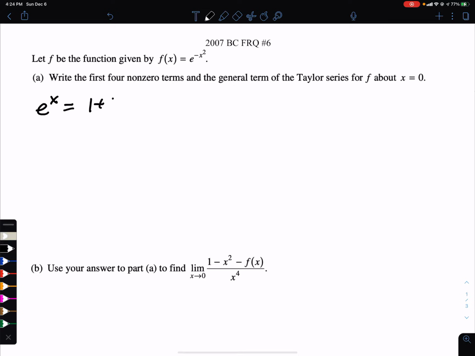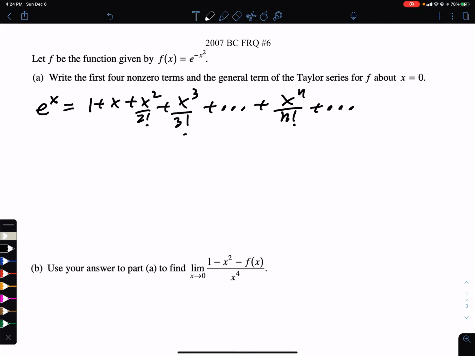So it's 1 plus x plus x squared over 2 factorial, x cubed over 3 factorial. How many terms? 4. Plus dot, dot, dot. The general term is x to the n over n factorial plus dot, dot, dot. And we have 5 things we can do to a series and a function. It's the composition. You can replace x with minus x squared. So the series for e to the minus x squared, you just replace all these with minus x squared to get your series. So pretty straightforward.